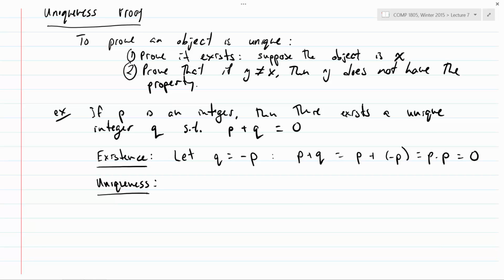Okay? So you can do that a number of ways. One is to do a direct proof of that statement. Another would be to do an indirect proof of that statement, or you can prove it by contradiction.